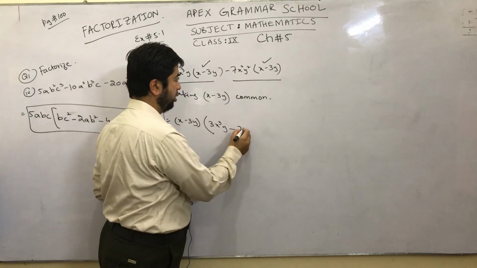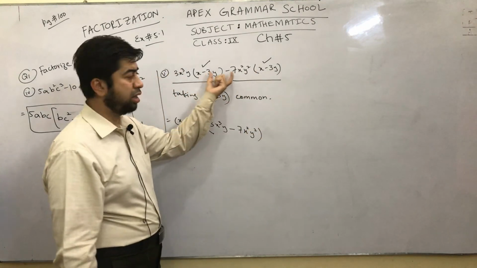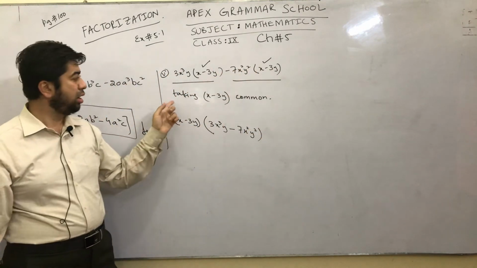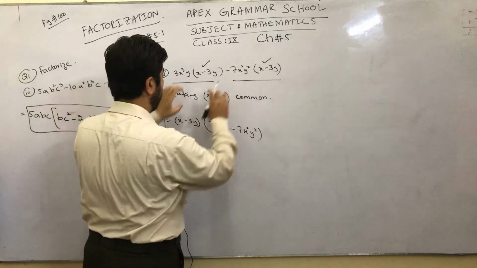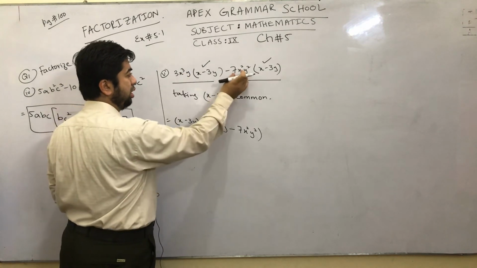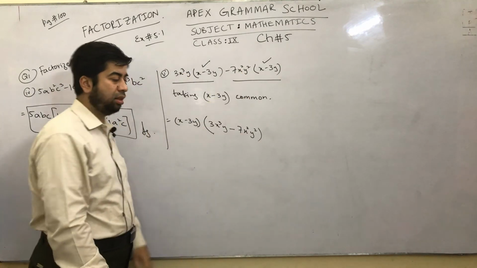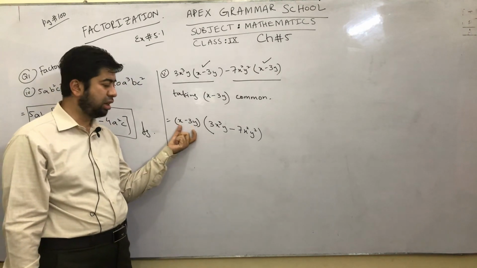7x square y square. Because x minus 3y is common here, taking x minus 3y common. If both these values are common here, what things are left? 3x cube y minus 7x square y square. Now, is there anything common from this expression?